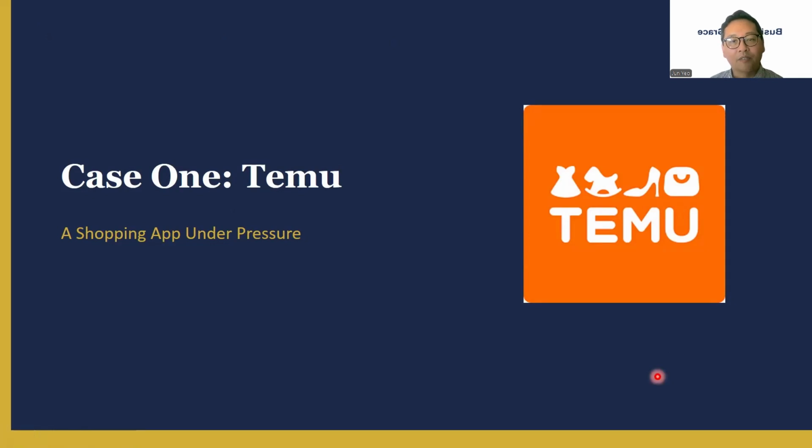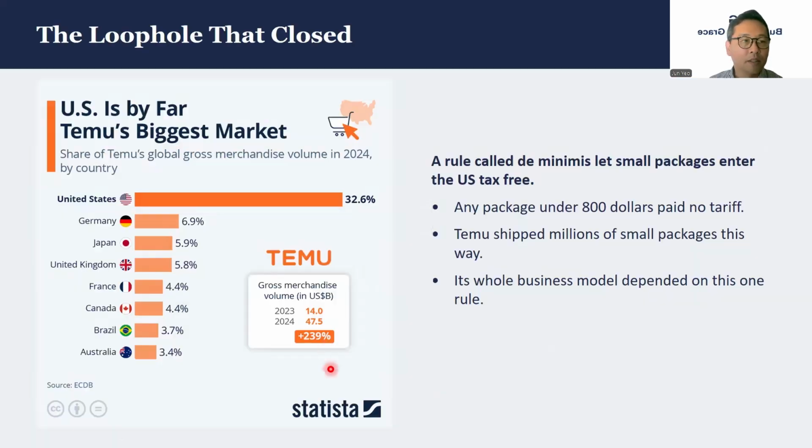Let's look at our first real example, Temu. Temu is a shopping app. It sells very cheap products from China. If you look at these statistics, Temu's number one customer is the United States. More than 32% of the sales occurred in the United States. And then you can take a look at all the rest.